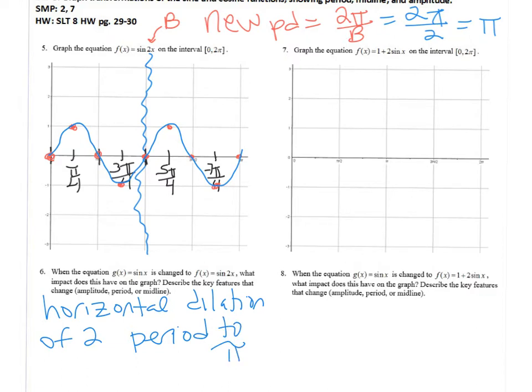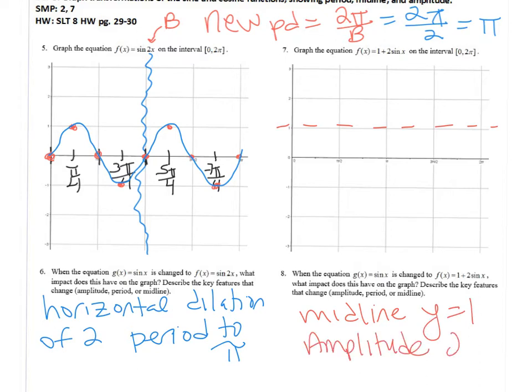Okay, so try number 7. You have seen both changes before in this lesson in the video for number 7, so see if you can get a graph before I graph it. We'll pause the video here so you can do that. So the graph went up 1. So my new midline, so the midline changes to y equals 1. And the amplitude is now going to be 2 because of the vertical shift of 2.